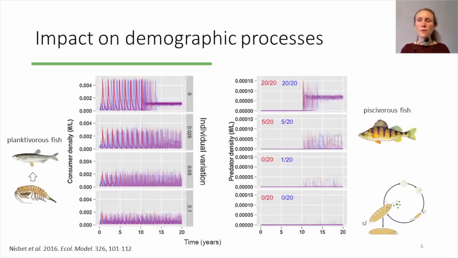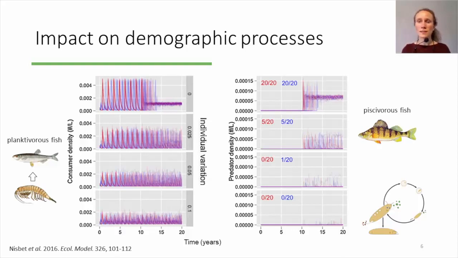Going to that, here we have the example of a small community with a consumer fish, a planktivorous fish on the left, and then a top predator, a piscivorous fish on the right. And using DEB-based population and community modeling, the authors here studied the demographic processes between these two groups. So higher up, you can see on the first line what happens when there is no variation in behavior and physiology between the consumers, between the individuals in the consumer population.